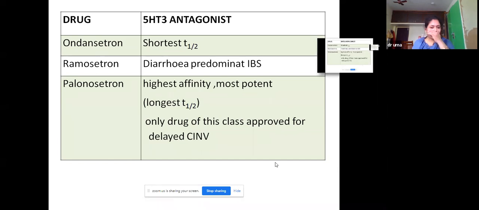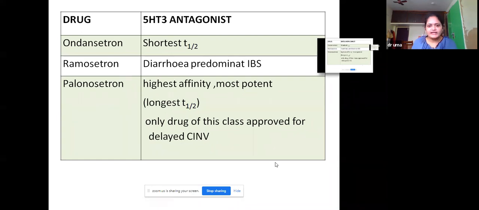Palonosetron has the longest half-life. It is the most potent and has the highest affinity. I already said they are used mainly for the acute phase of vomiting, and for the delayed phase of vomiting, the drug of choice is aprepitant. But among the 5-HT3 antagonists, palonosetron is the only drug approved for delayed chemotherapy-induced nausea and vomiting. And ramosetron is used for diarrhea predominant irritable bowel syndrome, because ramosetron normalizes the colonic function.